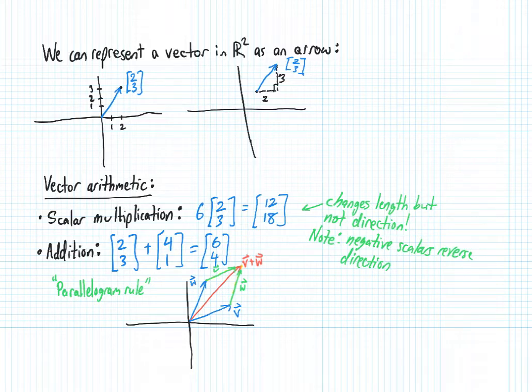And even though it's difficult to visualize, the same thing happens with higher dimensional vectors. So if you have a vector in R4, that can be thought of as an arrow in four-dimensional space. And even though it's difficult to visualize precisely, just thinking of it that way can give you some intuition for how things work.